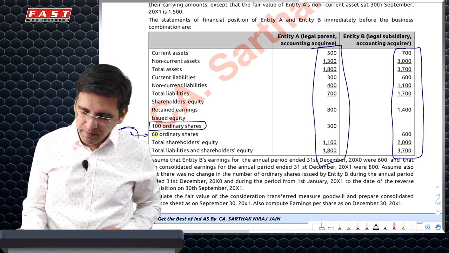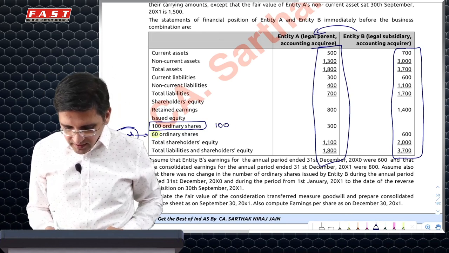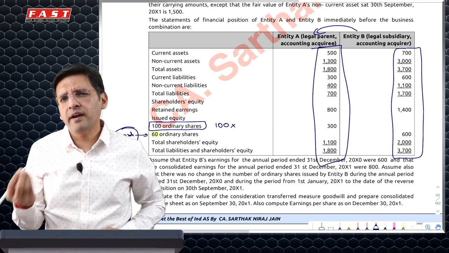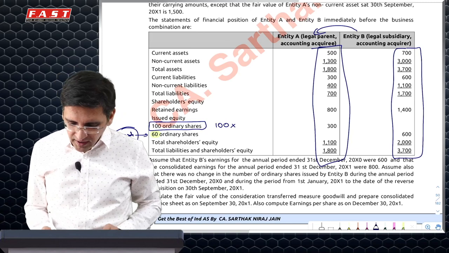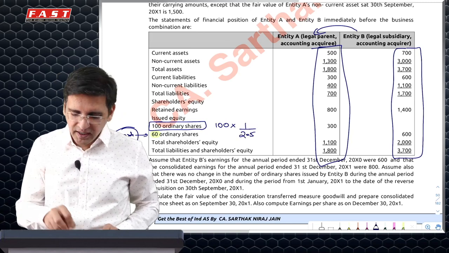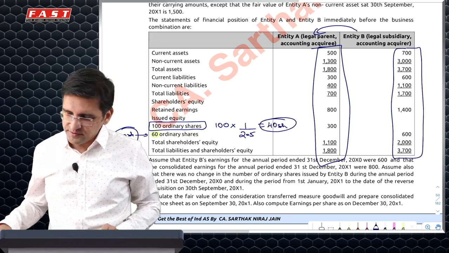We will say, had B acquired A, what it would have given to A. So A had 100 shares. Now B is getting 2.5 shares for every share of A. So if B would have acquired A, it would have given 1 share against its 2.5 shares. That means we would have given him 40 shares.